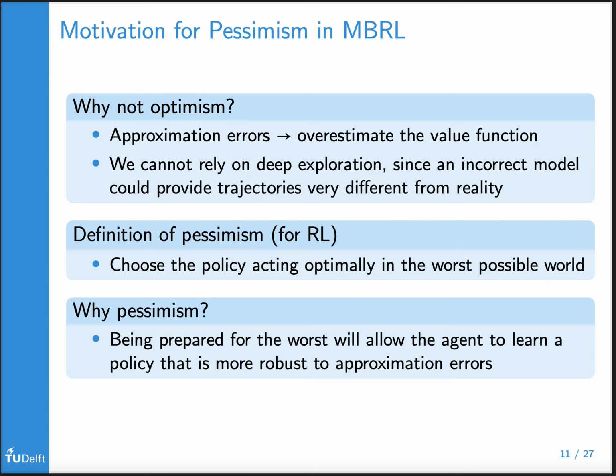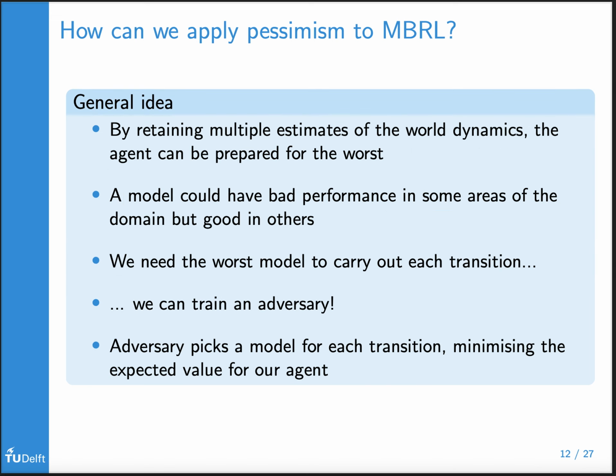So, why can't we use optimism with function approximation as if we were using tabular methods? Well, that is because of what we have just seen. Approximation errors can lead to an overestimation of the value function, and we cannot rely on deep exploration since an incorrect model could provide the agent with trajectories that do not resemble the real ones. However, we can follow a pessimistic approach instead. In reinforcement learning, pessimism can be defined as choosing the policy acting optimally in the worst possible world. But why should we choose this approach? Because by being prepared for the worst, the agent will be allowed to learn a policy that is more robust to approximation errors.